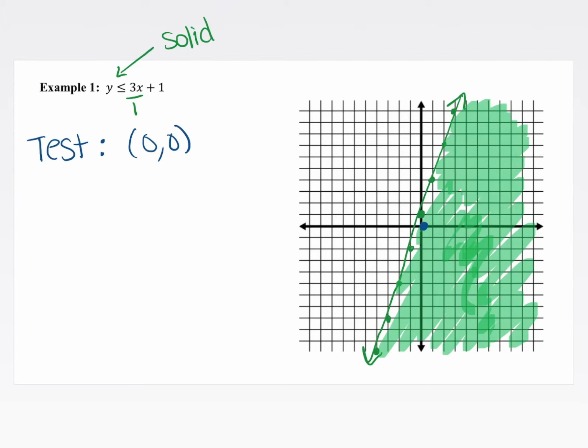So all we do, this is your x, and this is your y. We're just going to plug in. So we have 0 is less than or equal to 3 times 0 plus 1. And this simplifies to 0 is less than or equal to 1, which is true. So we shaded in the correct spot.